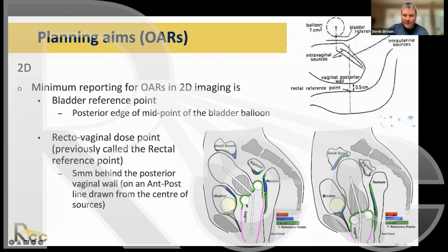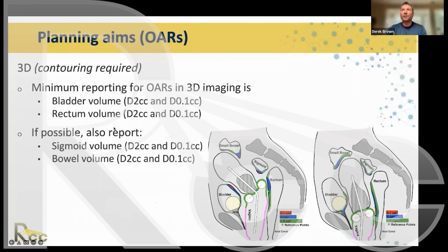And you can see they're listed here. So here's our Foley catheter inside the bladder. We're going to take the point that is closest to our ovoids. And then here we're going to our rectal point, which is 5 millimeters from the posterior vaginal wall in the plane of the ovoids. Okay, so that's how we're going to track our doses to organs at risk for 2-dimensional imaging.